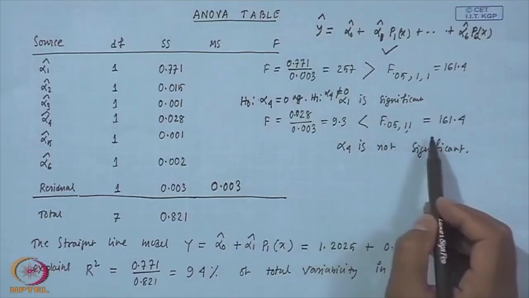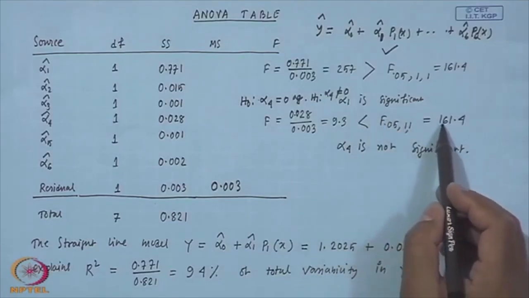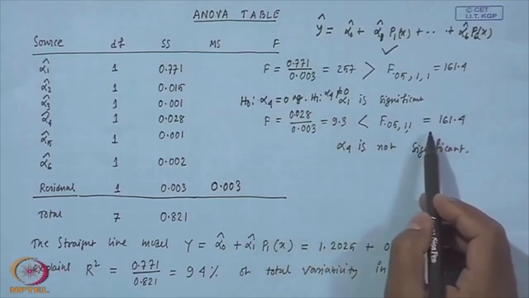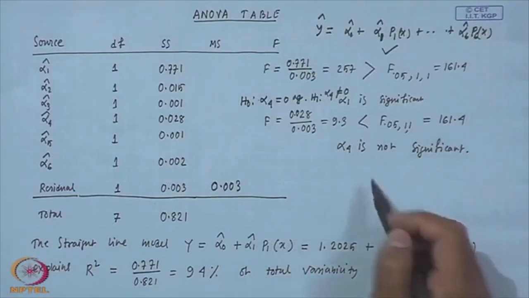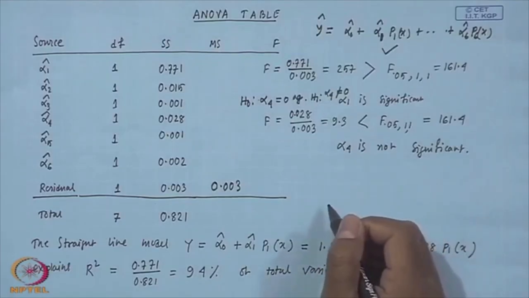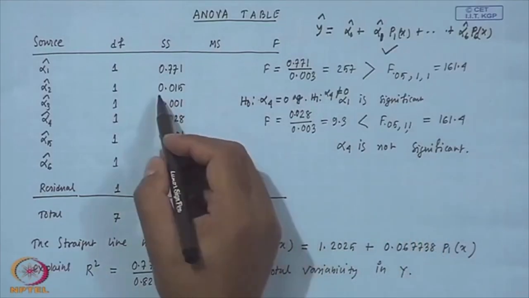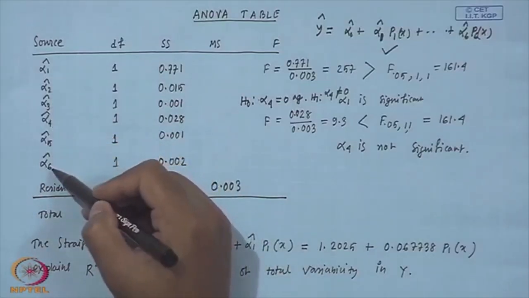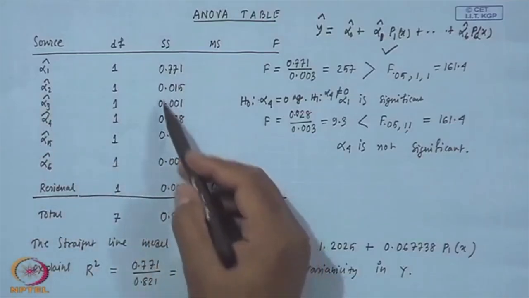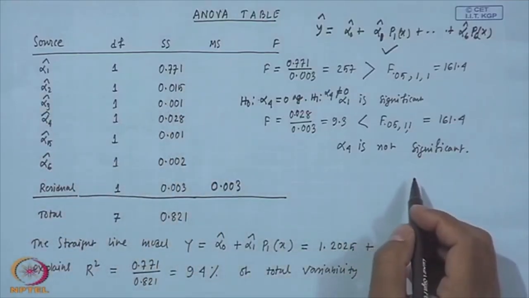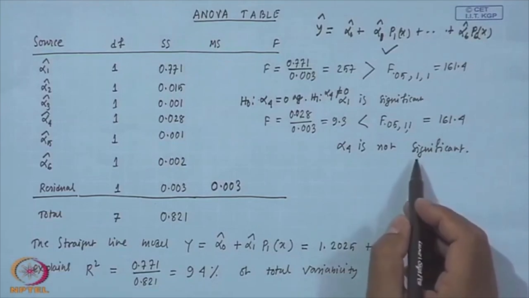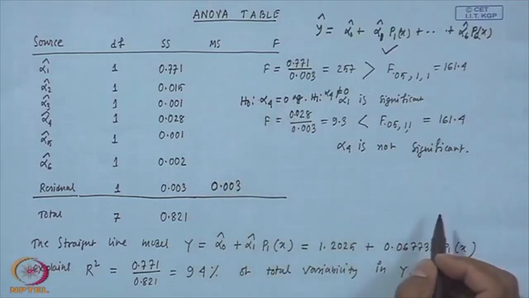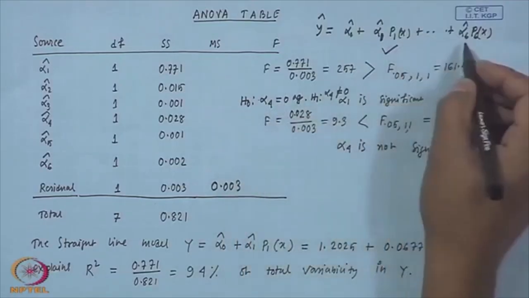So, the tabulated value from the table is 161.4 and this one is much smaller than the tabulated value. So, alpha 4 is not significant. Since alpha 4 is not significant, you can easily prove that the other alpha i's, like alpha 2, alpha 3, alpha 5 and alpha 6, are not significant. Not significant means you accept the null hypothesis that alpha 4 is equal to 0. So, you can put alpha 4 equal to 0 in the model.